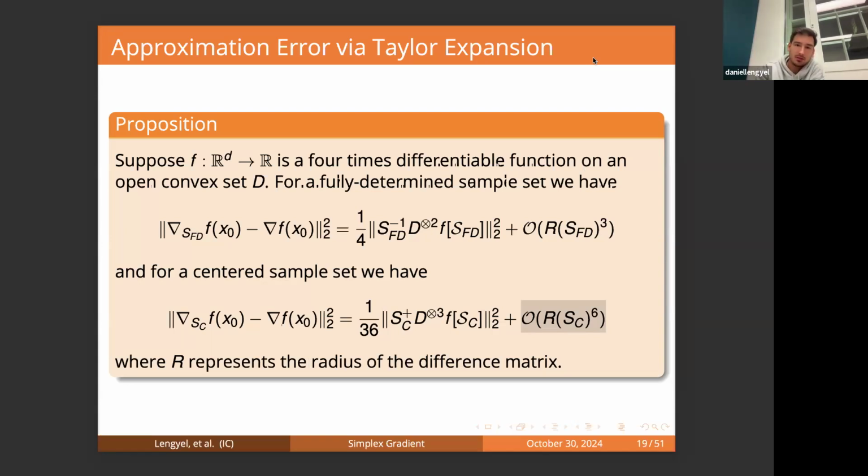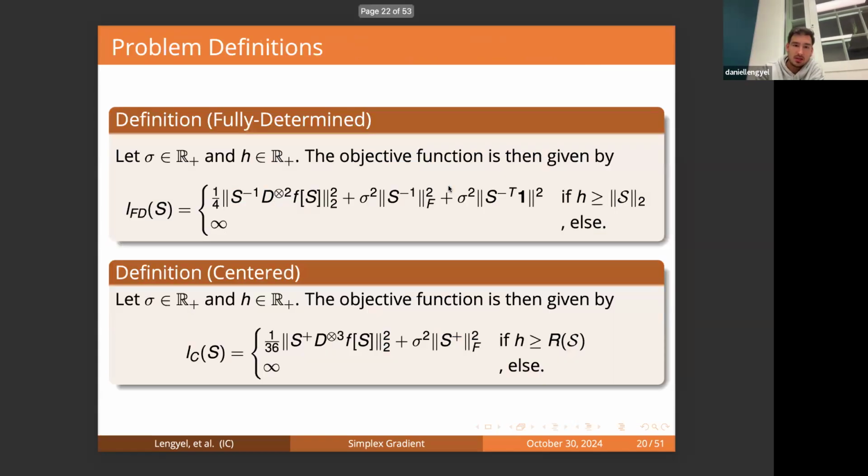All right. Let's see. Next slide. So now we can actually consider the objective function for each case, for the fully determined and for the centered case. For the fully determined and the centered, what we do is we just take the first term of the approximation error from earlier, plug it in, and we replace the higher order errors via this constraint. We say that h upper bounds here the L2 norm of S, and here it upper bounds the radius.